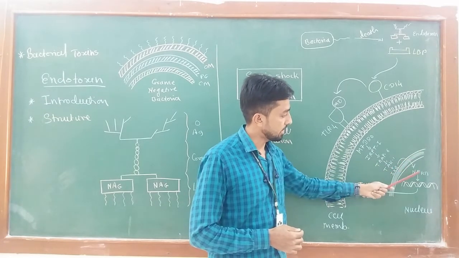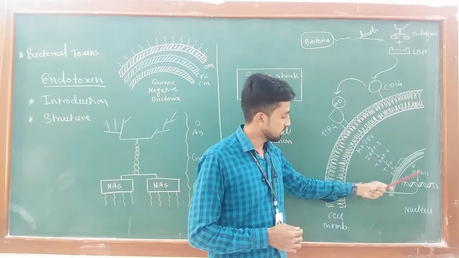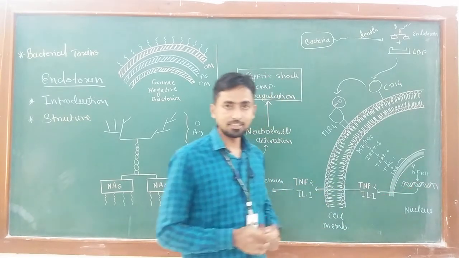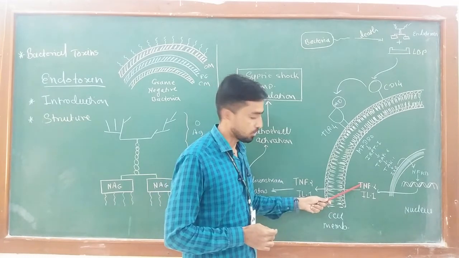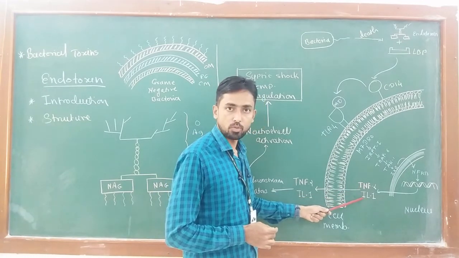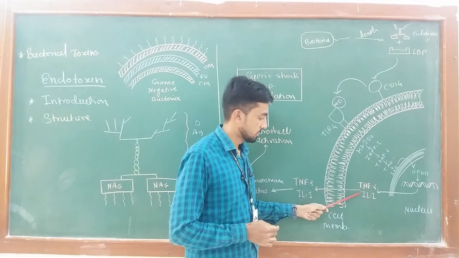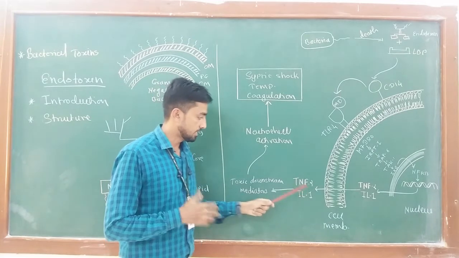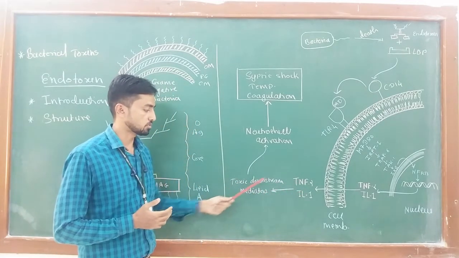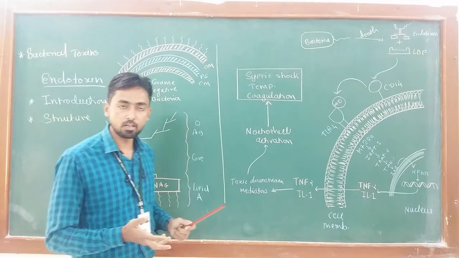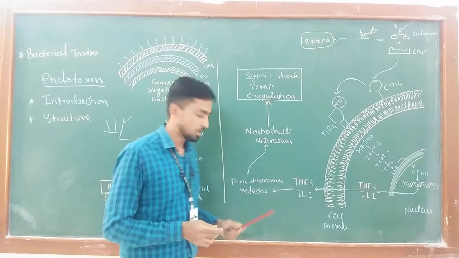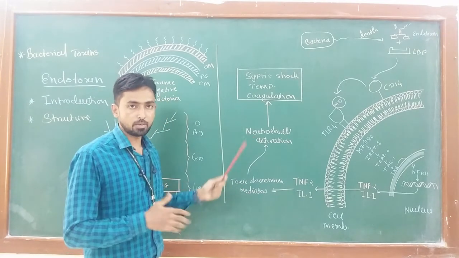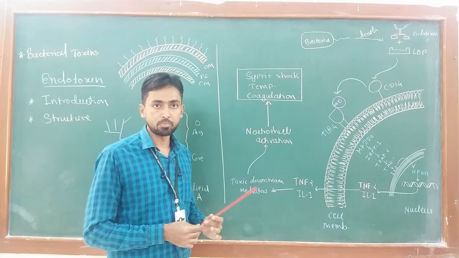When NFKB enters the nucleus, it controls the gene expression responsible for synthesis of the cytokines tumor necrosis factor alpha and interleukin 1. When these cytokines come out of the cell, they lead to the synthesis of different toxic downstream mediator chemicals like prostaglandin or platelet activating factor. Due to production of toxic downstream mediators and activation of neutrophils, different symptoms of endotoxicity occur.